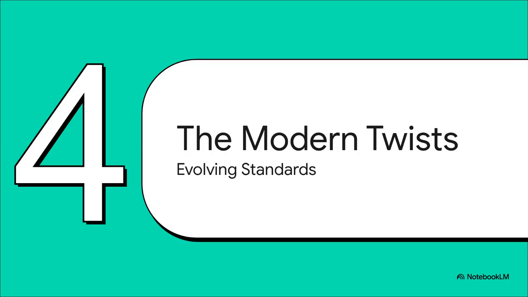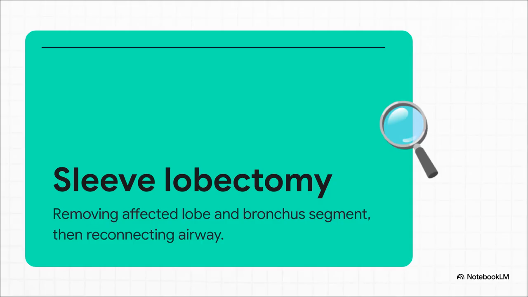Section 4. The modern twists. Evolving standards of care in lung surgery. Just as incisions have gotten a lot smaller, the amount of lung tissue surgeons are willing to sacrifice has also drastically changed. Historically, finding a centrally located tumor meant taking out the entire lung, a full pneumonectomy. But today, surgeons increasingly favor lung-sparing sleeve lobectomies whenever it's technically and oncologically feasible.